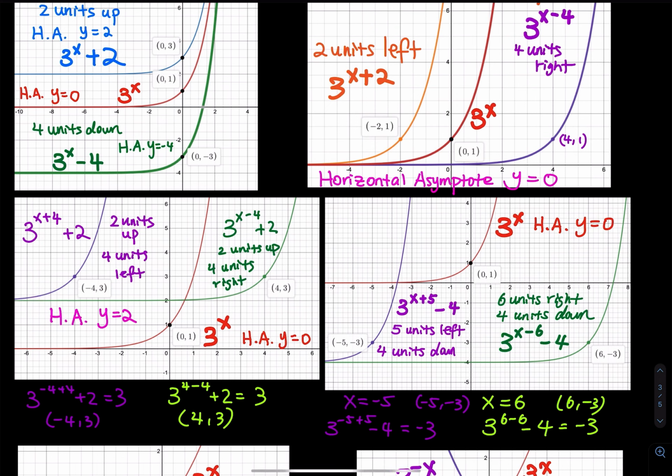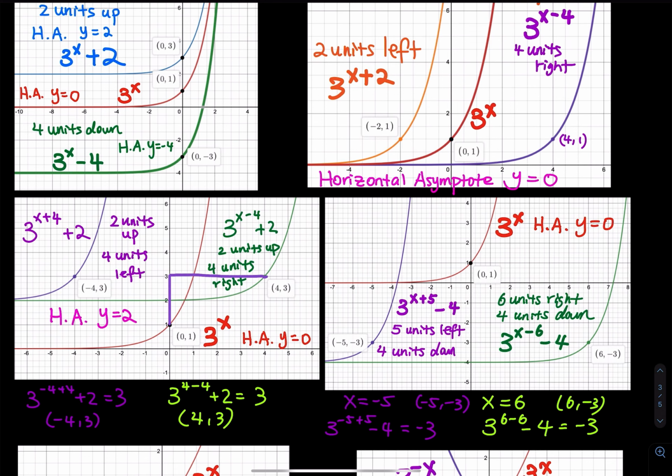The green function, I also plus 2. Plus 2 means you shift the function 2 units up from 0, 1 to 0, 3. That is 2 units up. And then there is a minus 4 right next to x. That is 4 units to the right. So you go 4 units to the right, and then you are at 4 comma 3. Right? 2 units up and 4 units to the right.